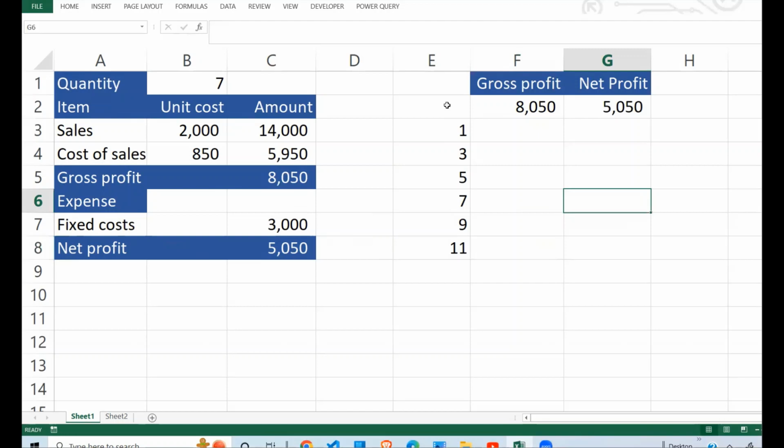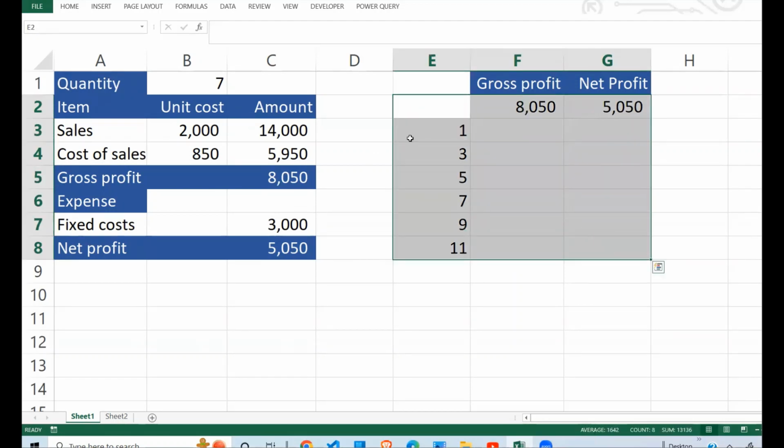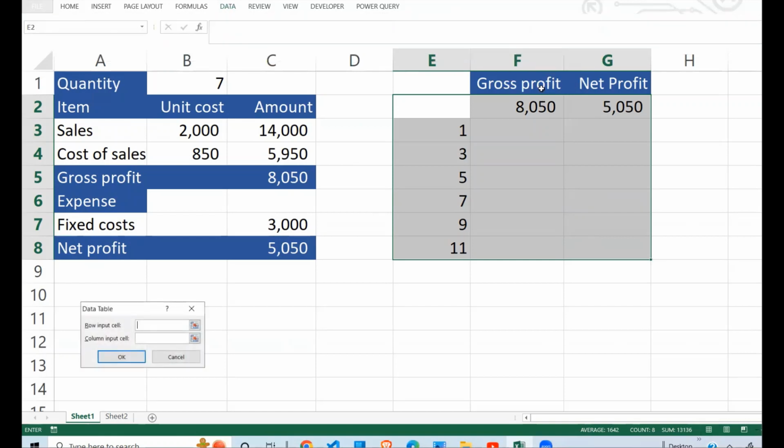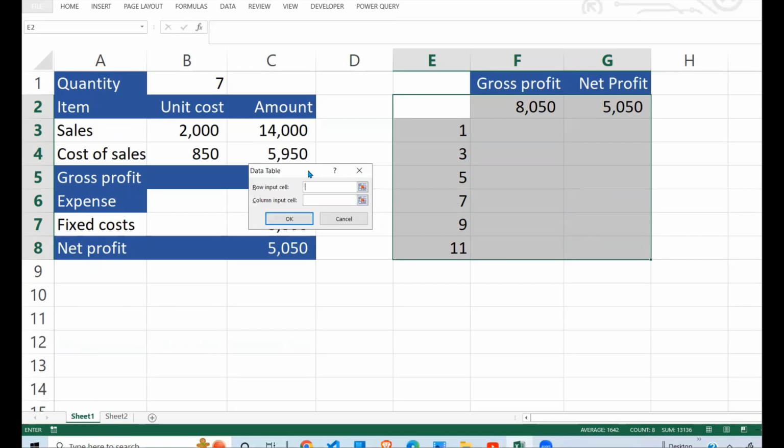Once that one is done, we highlight our data like this. We go under data, what if analysis, data tables. Now this is a bit confusing, but I'll try to explain. So the input that we are trying to study, we are studying only one input, and our input here is quantity. Our quantity is right here. So this input is in column form.